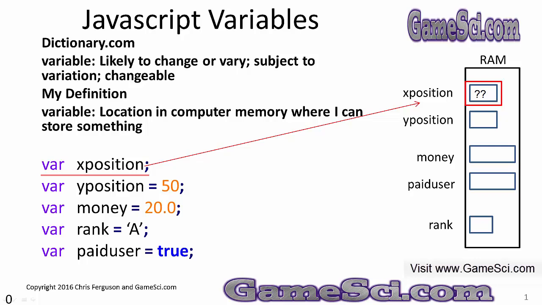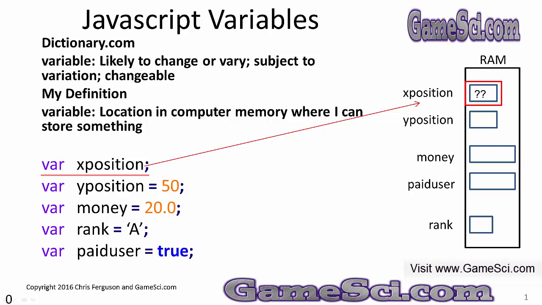So I decided from now on, when I'm teaching JavaScript, I'm going to insist that I always teach you to put the keyword var when you're declaring a variable. What you're saying here is I want to allocate some space for a variable called x position. I'm going to store the x coordinate of my player in the game in this x position variable.